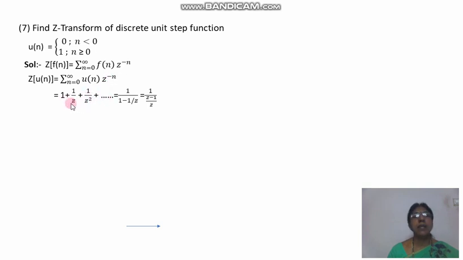This summation can be written as 1 plus x plus x square and so on, which can be written as 1 by 1 minus x, that is, (1 minus x) inverse. That means (1 minus 1 by z) inverse, so 1 by 1 minus 1 by z. Take LCM here. This is z.